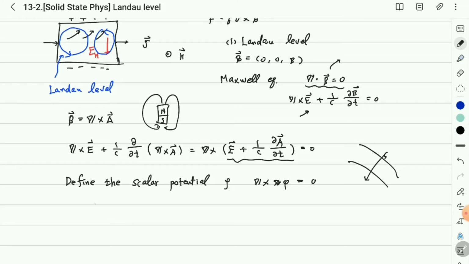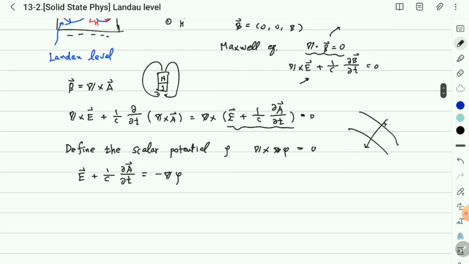Therefore we can define it as a gradient. Therefore the electric field plus 1 over c partial A partial t can be written as minus gradient phi. It is a scalar potential and A is a vector potential. The scalar potential is the gradient component, and the vector potential is the curl component. And here the electric field can therefore be written in terms of a scalar potential and also a vector potential.